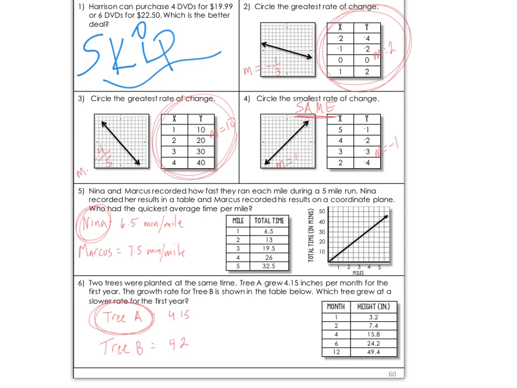Just like number 4, 1 and -1 both have the exact same rate of change, although we see different slopes, 1 and -1. They show us the same amount of change over time. So anyway, any questions on these? If you're not sure how one of them is, call us over.